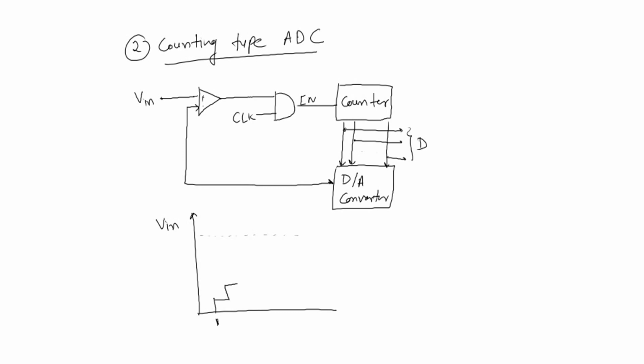So it will be counting till it reaches the reference input, right? So it has reached now. In this case it has reached the analog input. Now what will happen? The output of the comparator will be 0. 0 means it is stopped, right? The output is 0, so it will not count further, and you can get that output, right?